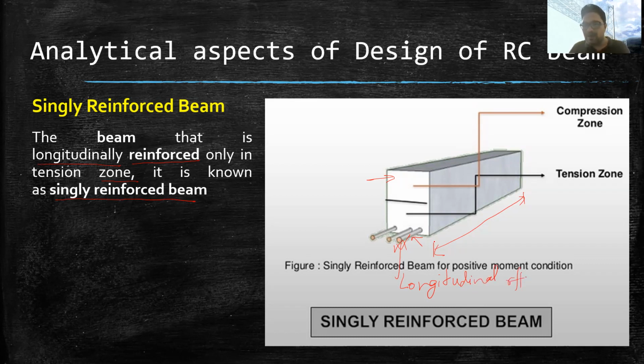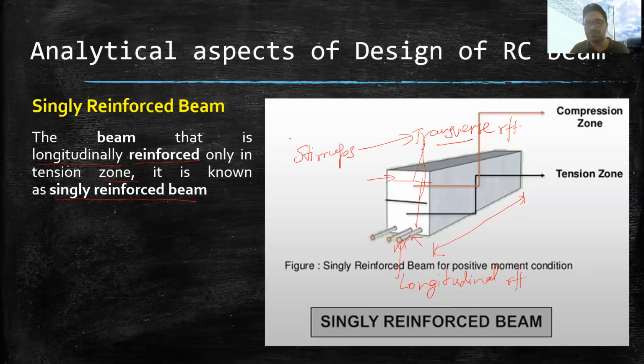Similarly, if we provide reinforcement perpendicular to the length, along this direction or along this direction, that reinforcement is called transverse reinforcement. In the singly reinforced beam, we also provide transverse reinforcement in the form of rings, which are called stirrups. We will know more about the stirrups in the next lectures.